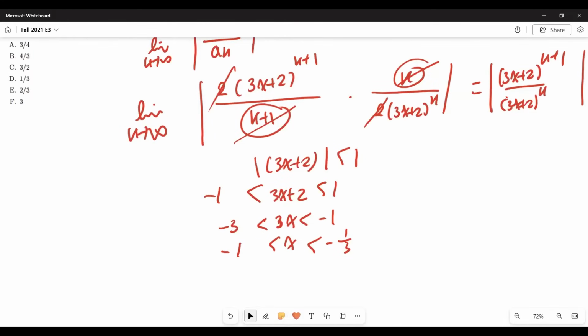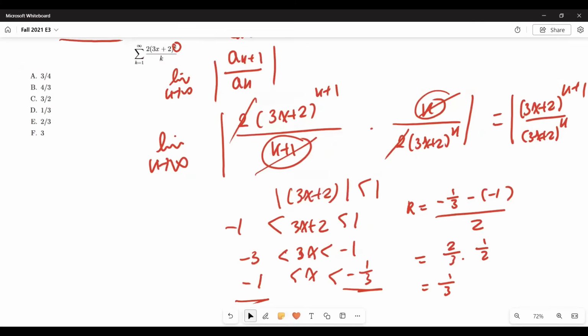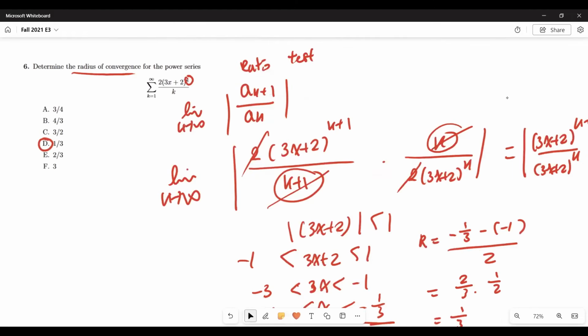But when you're checking the radius of convergence, it's basically the endpoint subtraction. So it's going to be the bigger one, -1/3 minus -1. So this is going to be 2/3 divided by 2, which is multiplied by 1/2. So it's going to be 1/3. So the answer for the radius of convergence is D.